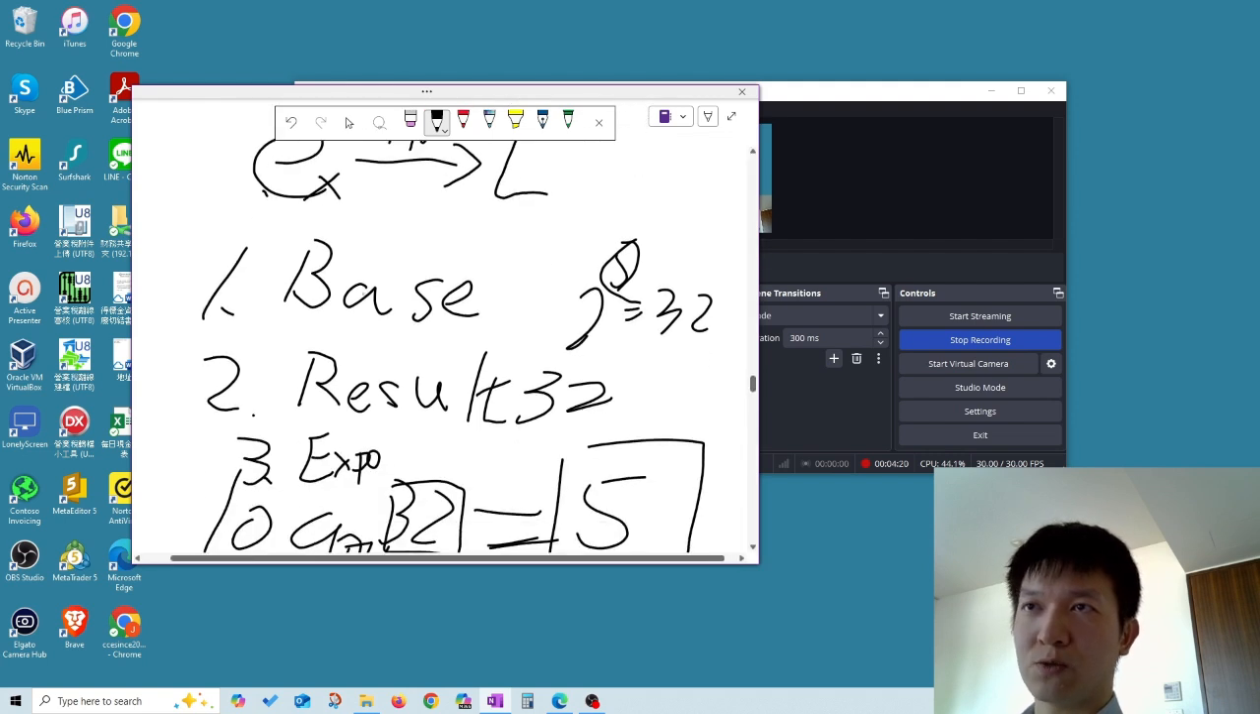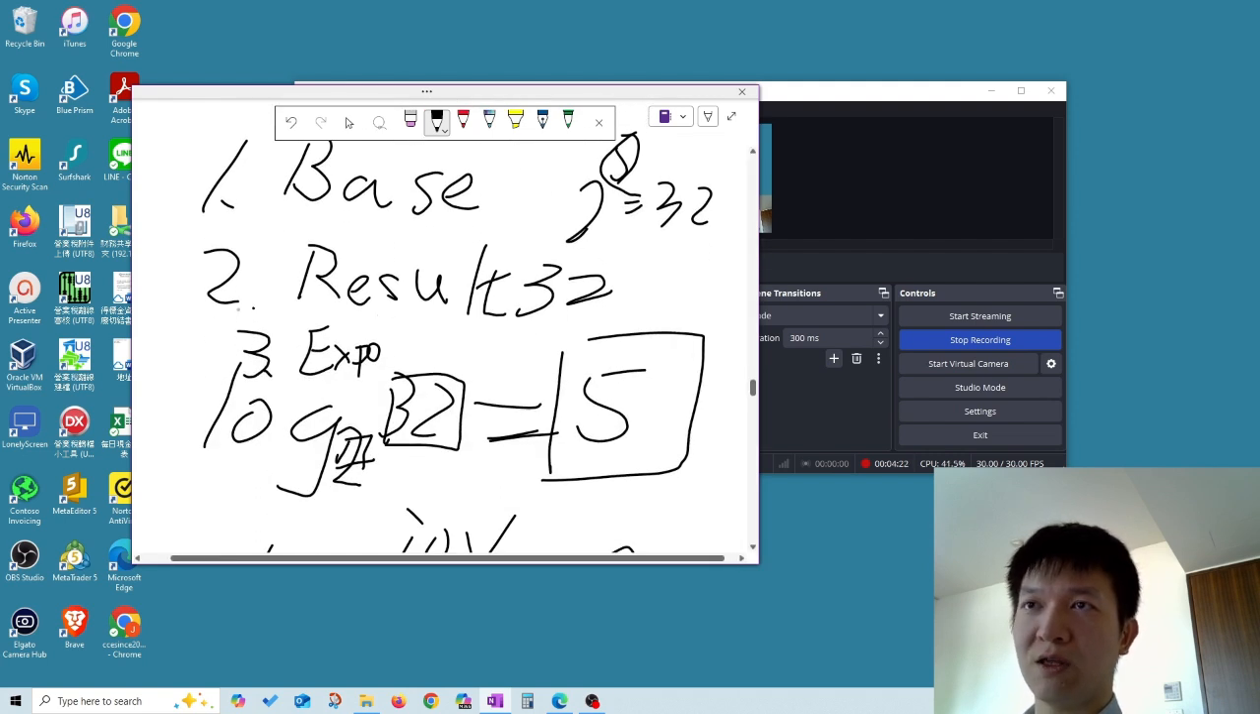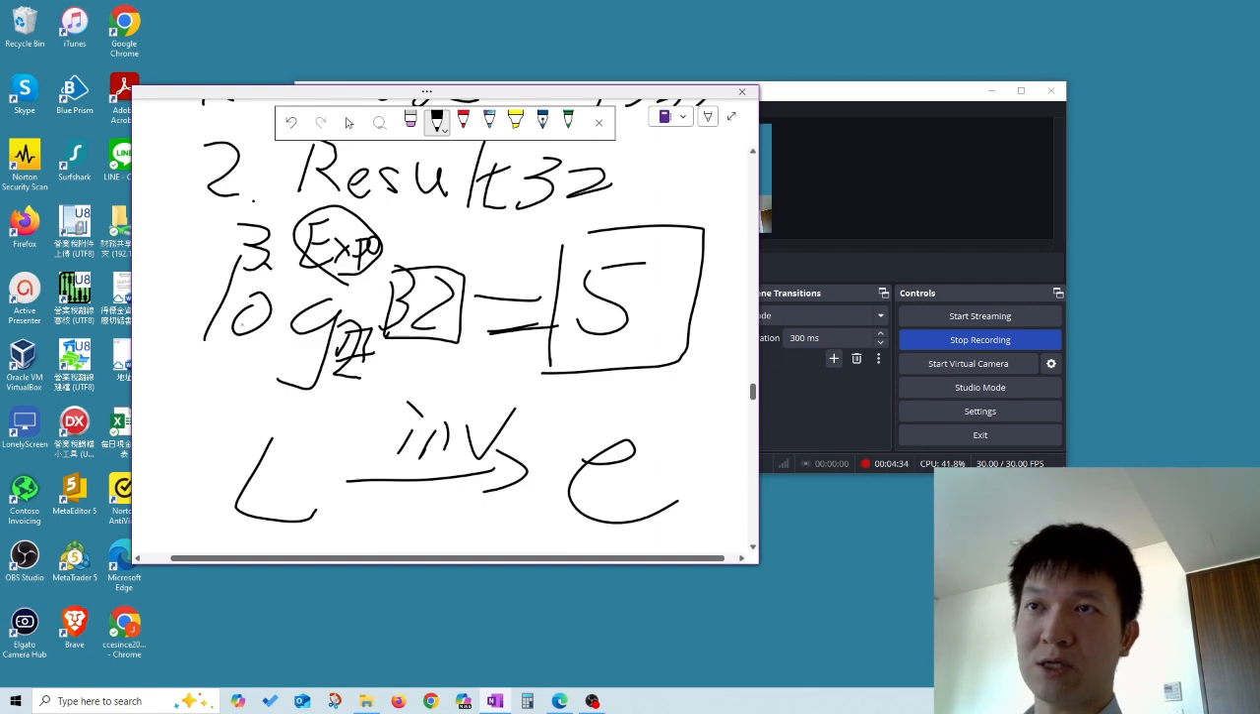So first things first, we find the base, and then we find the result, which is the y in our exponential expression, and then lastly we find the exponent itself. That's how you do the logarithm form.